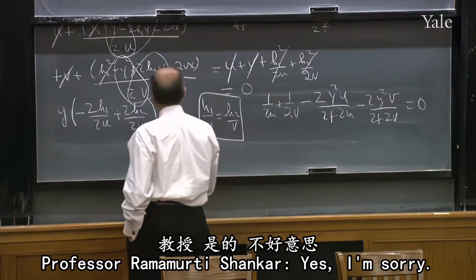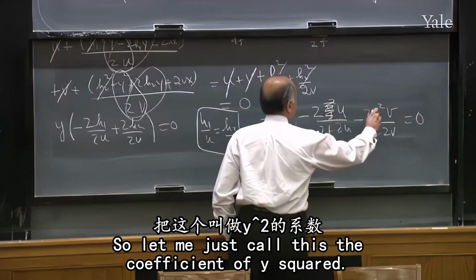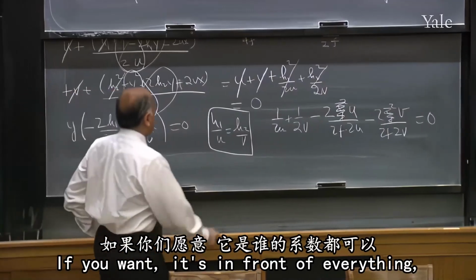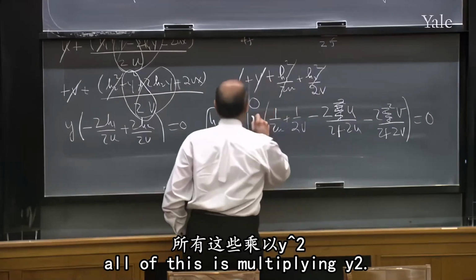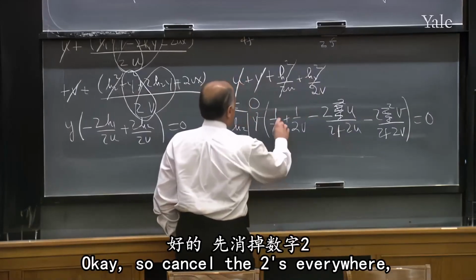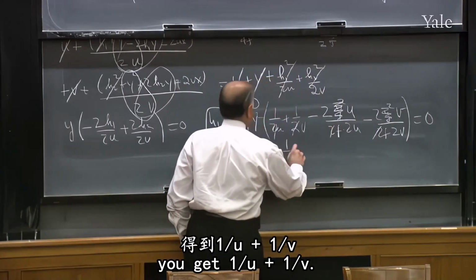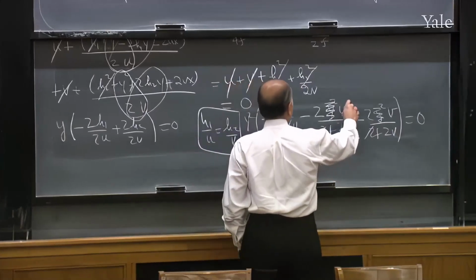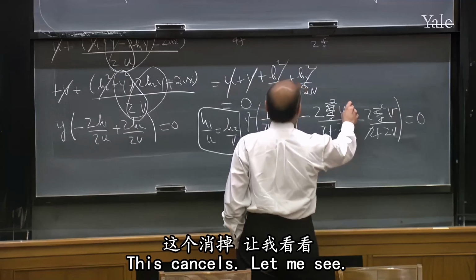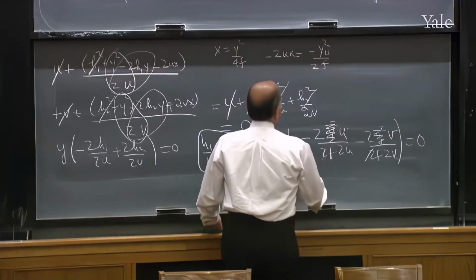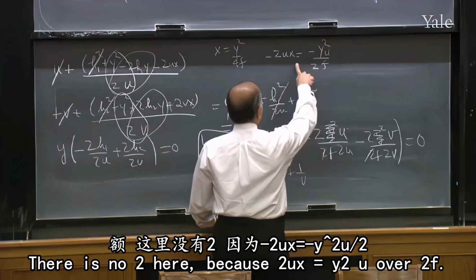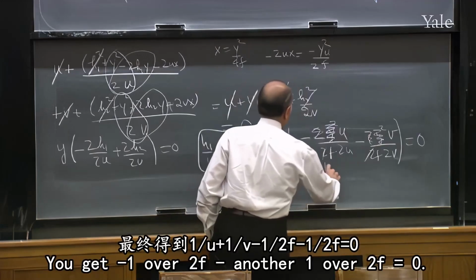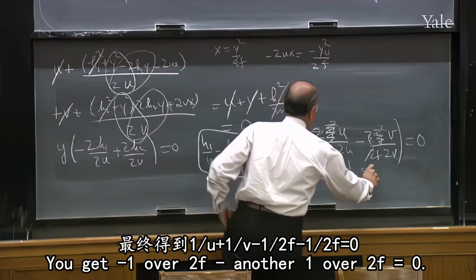Yes, I'm sorry. I'm not being consistent. So let me just call this the coefficient of y squared. Do you agree? It's the coefficient of the y squared. If you want, it's in front of everything, all of this multiplying y squared. So this has to vanish. Okay, so cancel the 2's everywhere. You get 1 over u plus 1 over v. This cancels. Let me see. There is no 2 here because 2ux is equal to y squared u over 2f. This 2 is not there. Sorry. This is all you have. So you get minus 1 over 2f minus another 1 over 2f equal to 0.